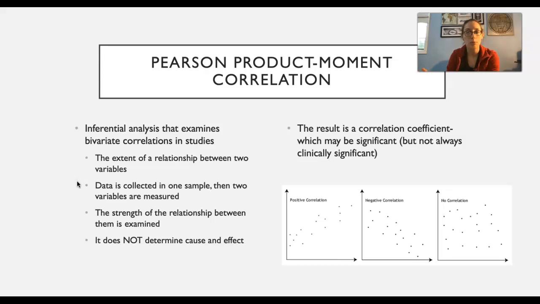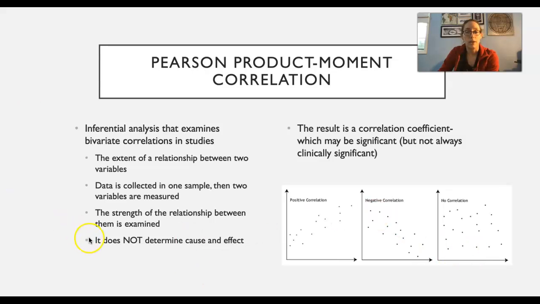It does not determine cause and effect, so there's no basis here for cause and effect. We would have to use something else to determine that. But it looks like this. We have a positive correlation here, we can see a negative correlation there, or this one. It's all over the place. There's really no correlation at all.